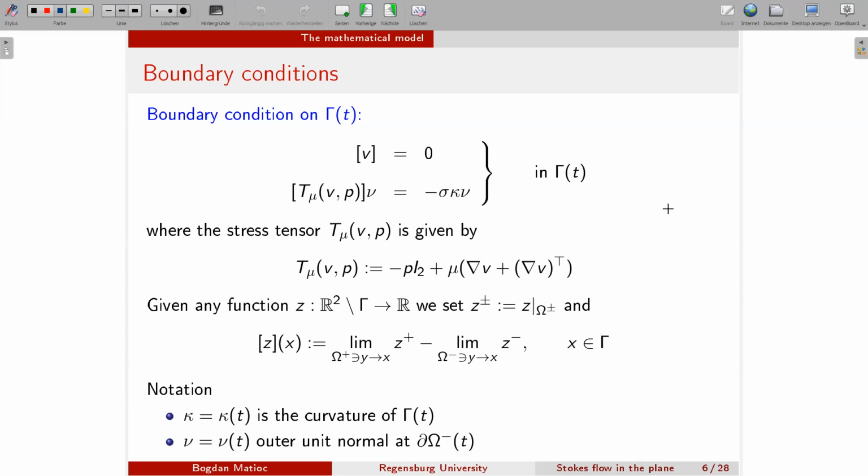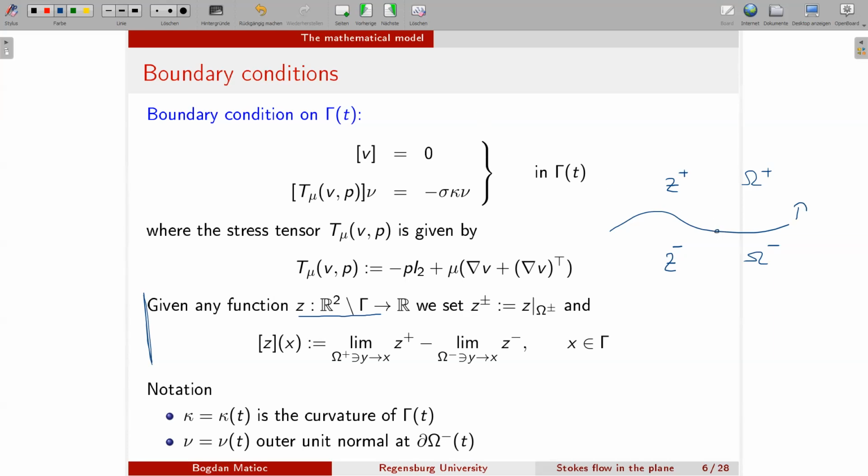So let us begin first with introducing some notation, which I have written down here. So we have this boundary gamma or gamma of t. And let's say we have a function z, which is defined on R2 without gamma. Then here we have omega plus, and here we have omega minus, and then we denote by z plus the restriction of z to omega plus, and by z minus the restriction of z to omega minus. But also vice versa, if we have one function z plus in omega plus and one z minus in omega minus, we define the function z on R2 without gamma by simply z is z plus in omega plus and z minus in omega minus.